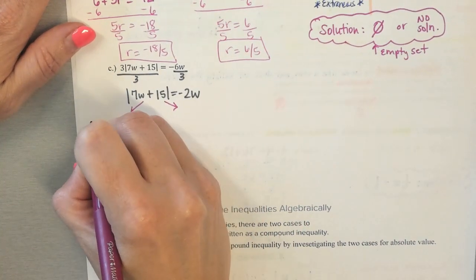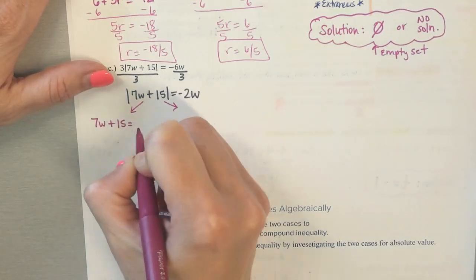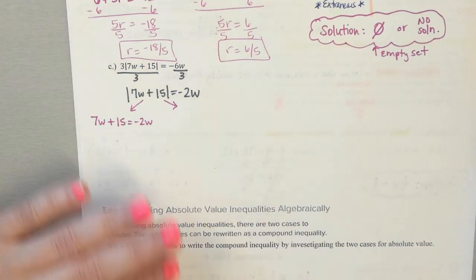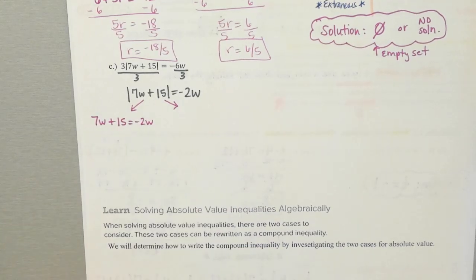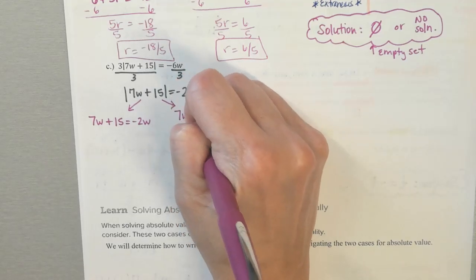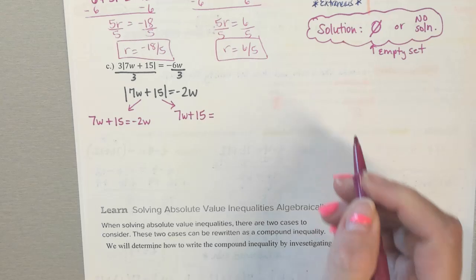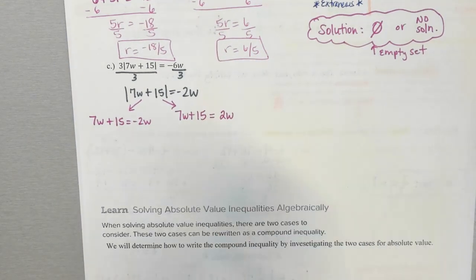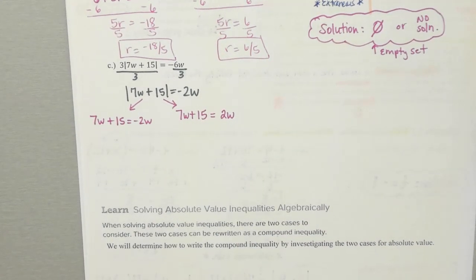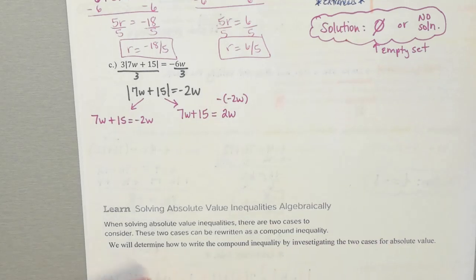Okay, your first case is nice because it's the exact same thing, just without the absolute value. Your second case should have the same thing on the left side, but on this side, it's going to be the opposite. Okay, and that is one term. So if you do like negative 2w, it is just positive 2w. That is what's happening there.